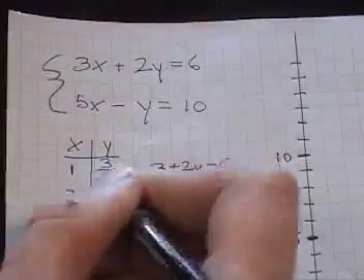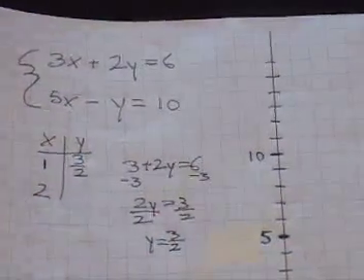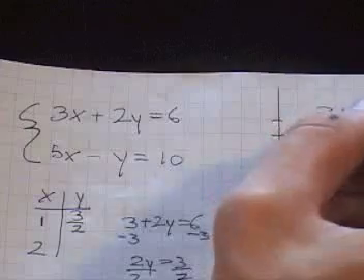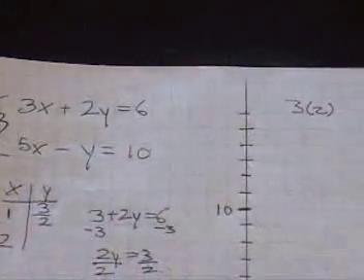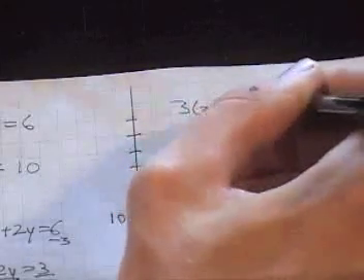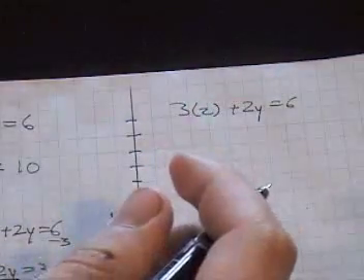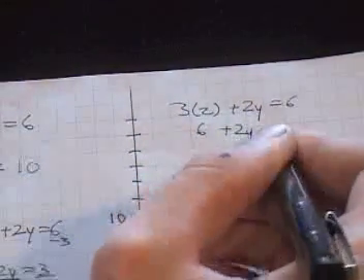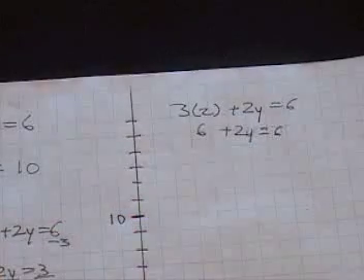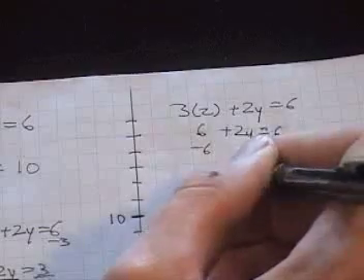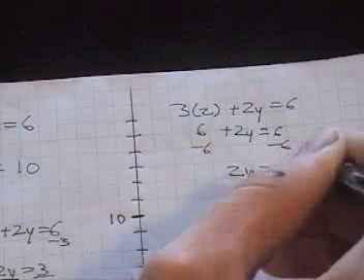Let's say when x is 2. We're sort of running out of room, so let's put it over on the other side. So this is going to be 3 times 2 plus 2y equals 6. This resolves to 6 plus 2y equals 6. Subtract 6 from both sides. You're left with 2y equals 0.